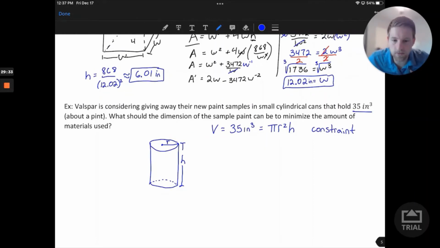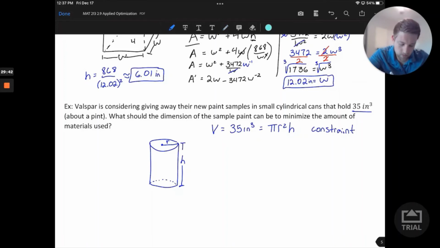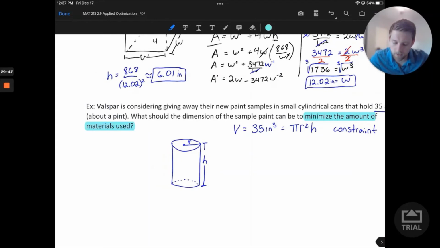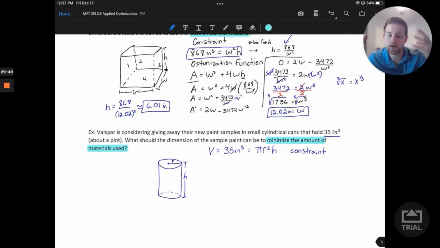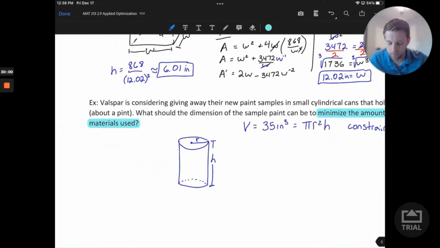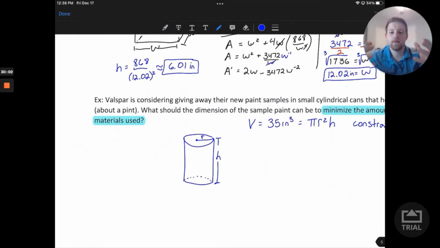The second thing that we can consider is, what are we actually trying to minimize here? We want to minimize the amount of materials used again. The amount of materials used has to do with the surface area of the materials. So let's consider how we would think about the surface area of a cylinder, and we'll do another picture for this. Since we have a cylinder, we can think of any can as going to have some circular top.